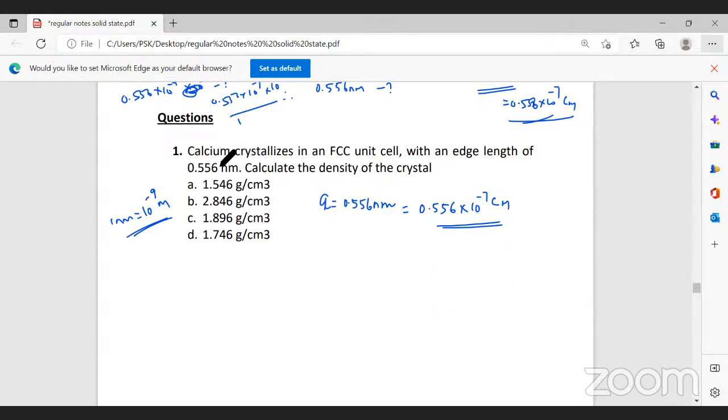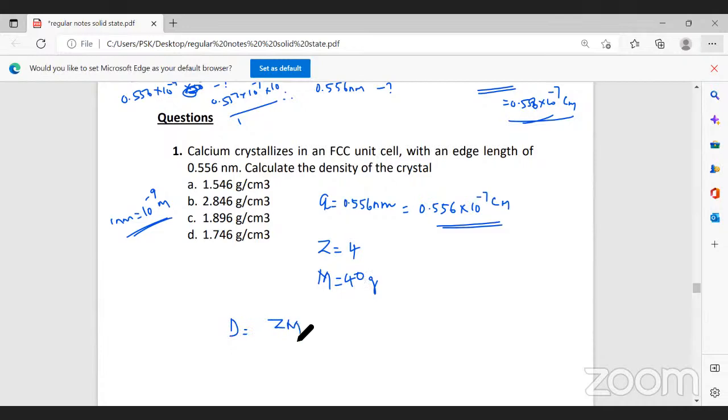Now they say calcium crystallizes in FCC. So if it is crystallizing in FCC, what will be the Z value? 4. Now what will be the molar mass? For calcium, we cannot talk about molar mass. Calcium is an atom. So what's the atomic mass of calcium? The atomic mass of calcium is 40. Now we will take it in terms of what? Grams.